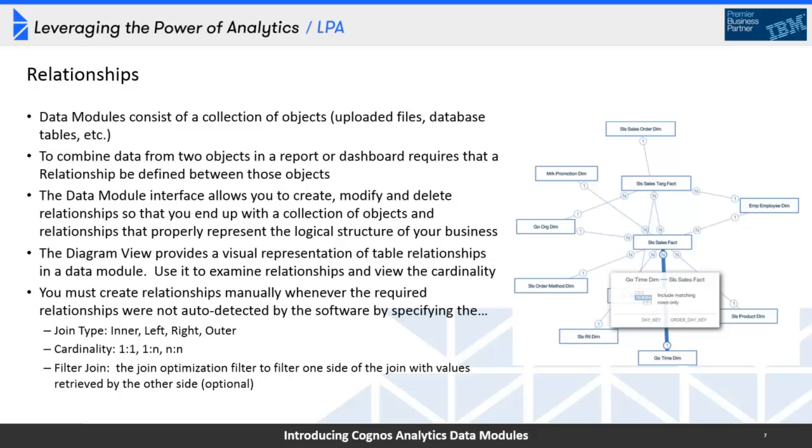I need to take a look at the objects that are in my model and make sure that there are relationships between them. So for example, let's say I added two spreadsheets. There's no natural relationship between the two spreadsheets in terms of their individual metadata. So in that case, I'm going to have to create a join, a relationship between those two spreadsheets.